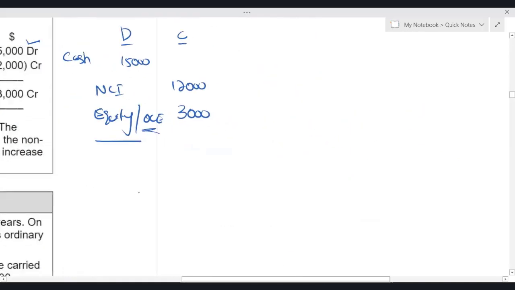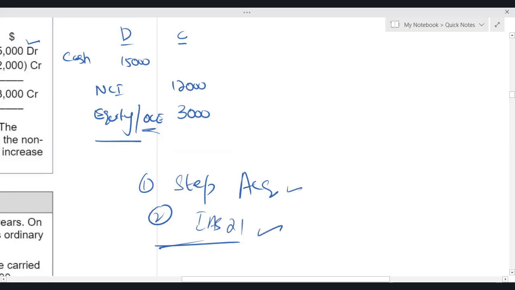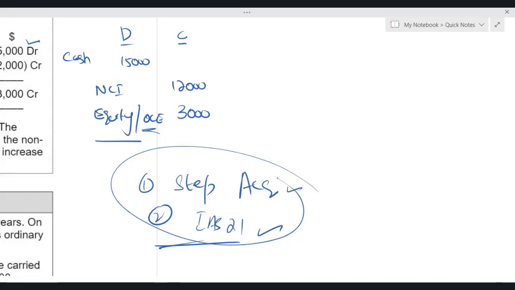Now, inshallah, in tomorrow's class, I'll be discussing step acquisition. Plus, I think if we get time, then we'll be discussing IAS 21 as well, because after these two topics, we'll be doing, inshallah, consolidation questions. But I would request, please, you should be focusing on your mock as well. Do give the mock, it is very important. So, tomorrow again, we'll be having a class. I'll try to cover both the topics if it is possible: step acquisition as well as IAS 21.